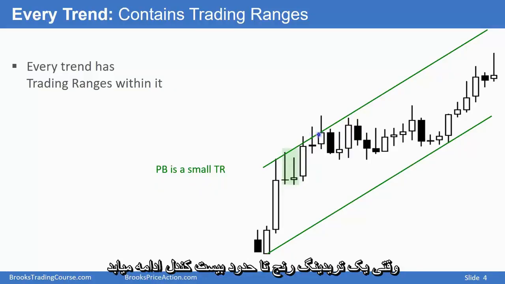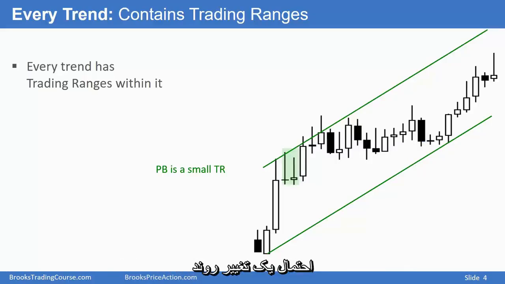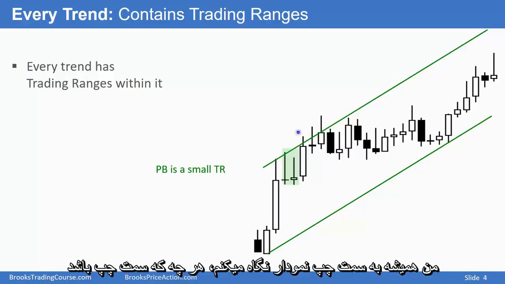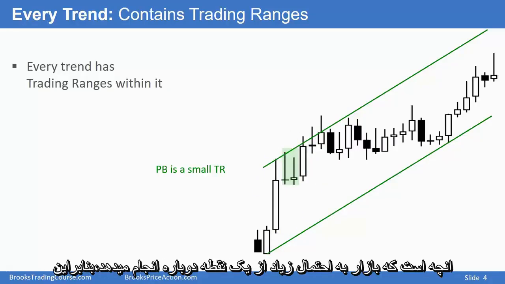Once a trading range goes on for 20 bars or so, the probability of a reversal becomes almost as high as the probability that the trend will resume. I always look to the left, and whatever is to the left is what is always going to be slightly more likely the market will do at some point.